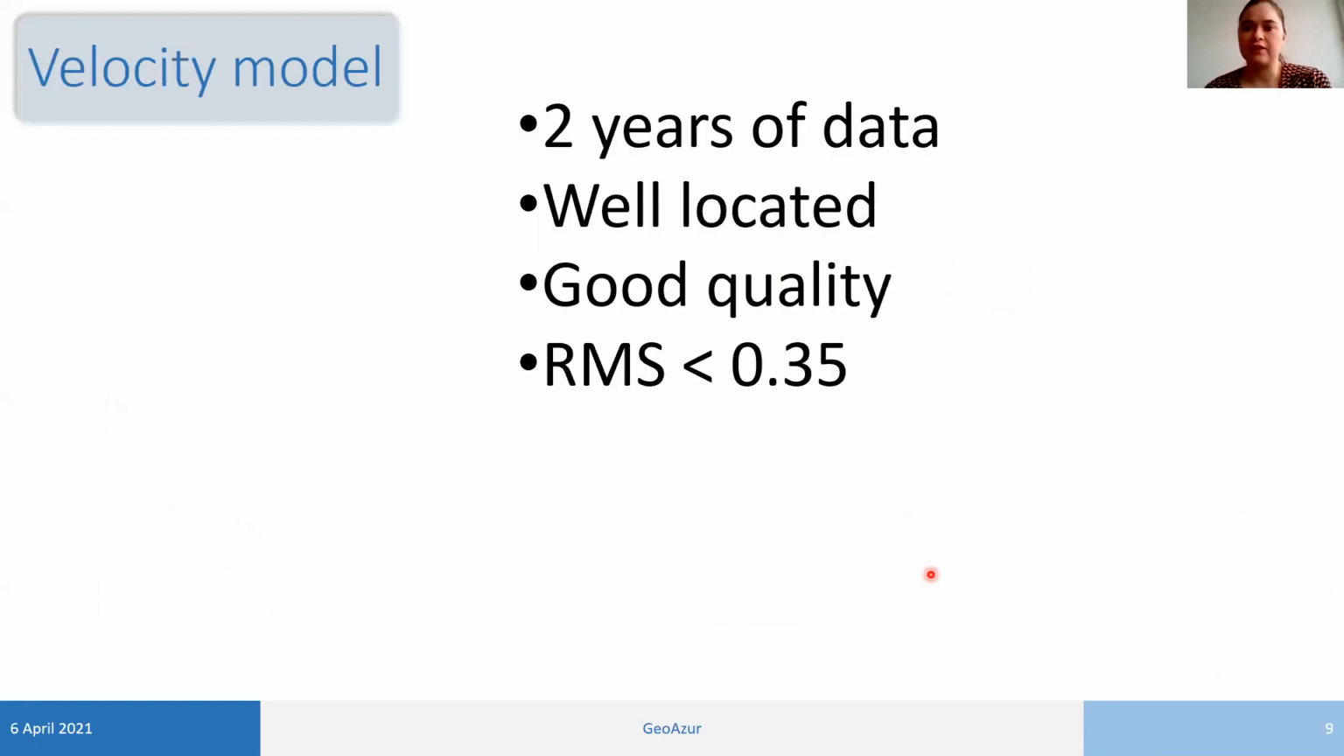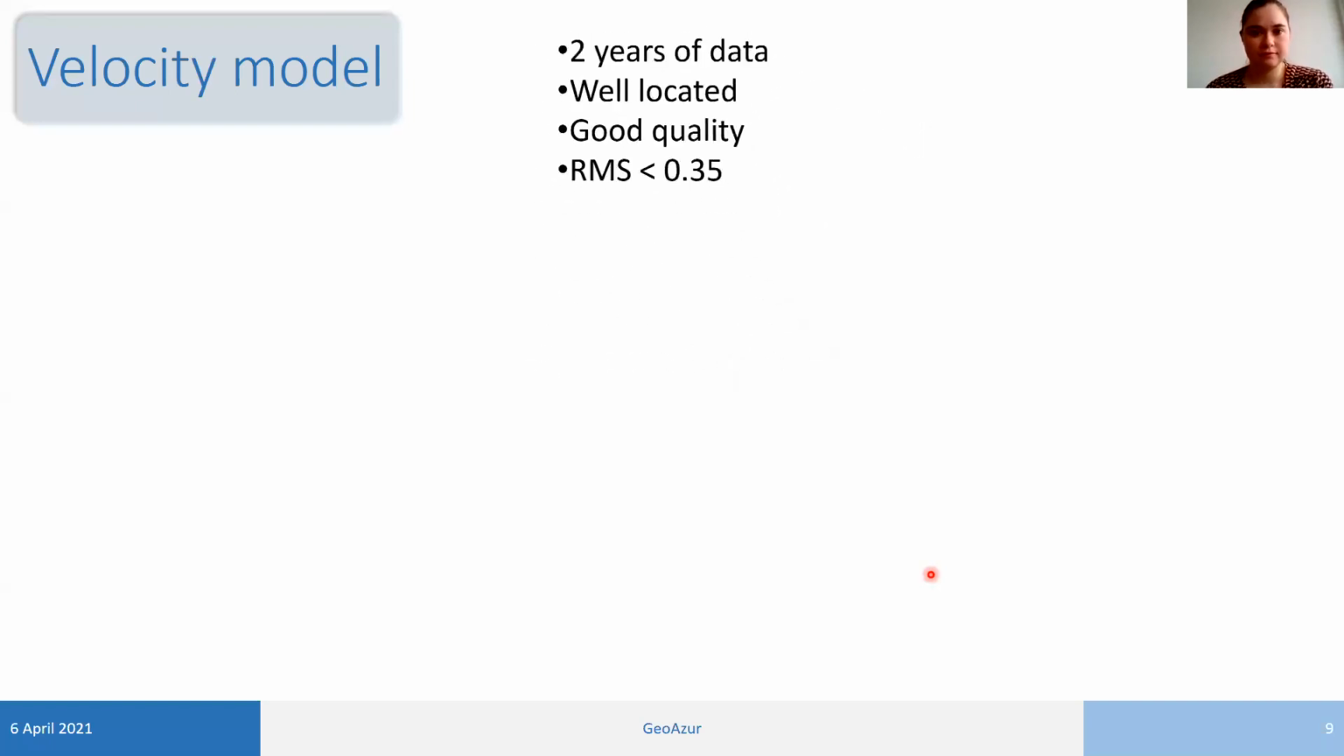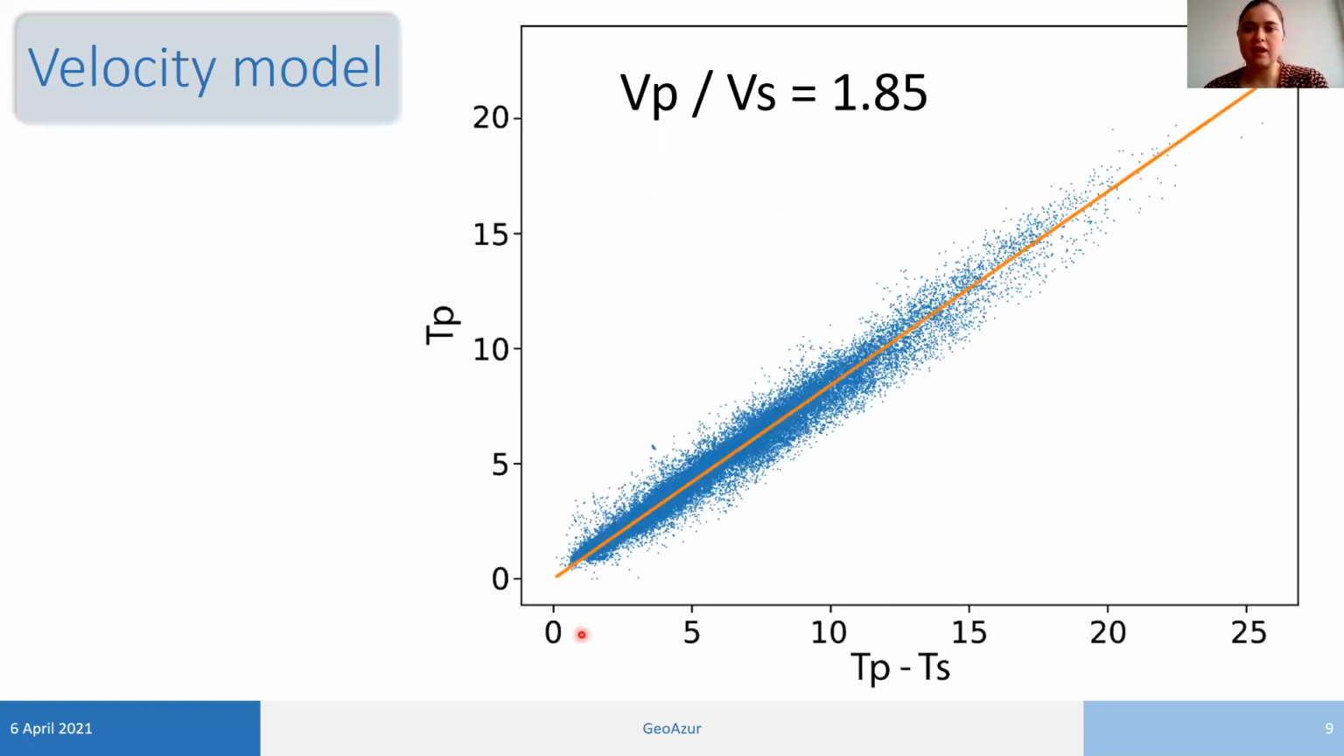From a local velocity model that already exists, but is only constrained for the north part of our area, we do a first location and we select events that are more precisely located with good quality. It means less error and an RMS below 0.35. We also determine the VP over VS ratio, which is 1.85.